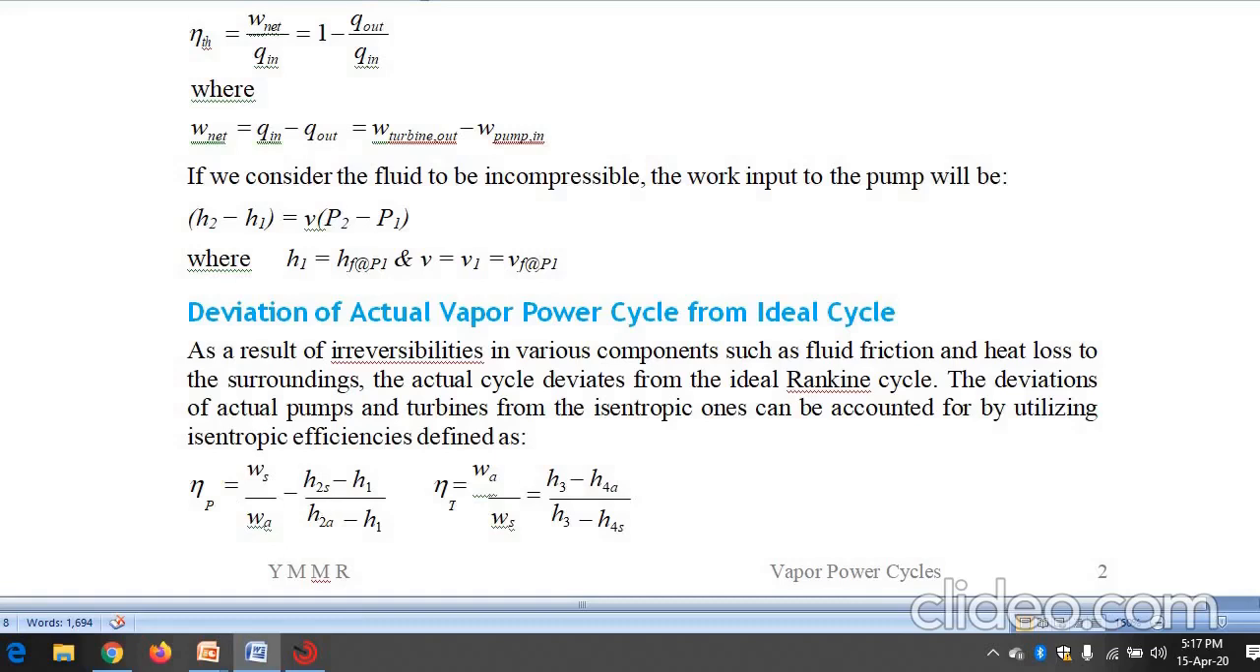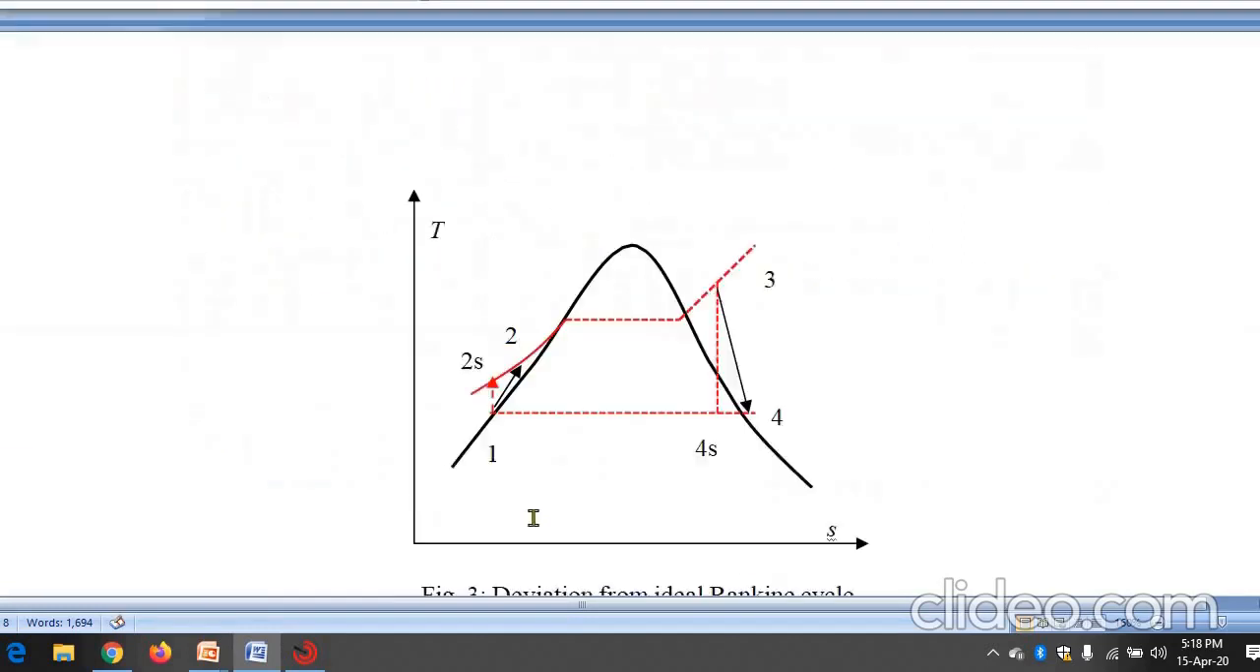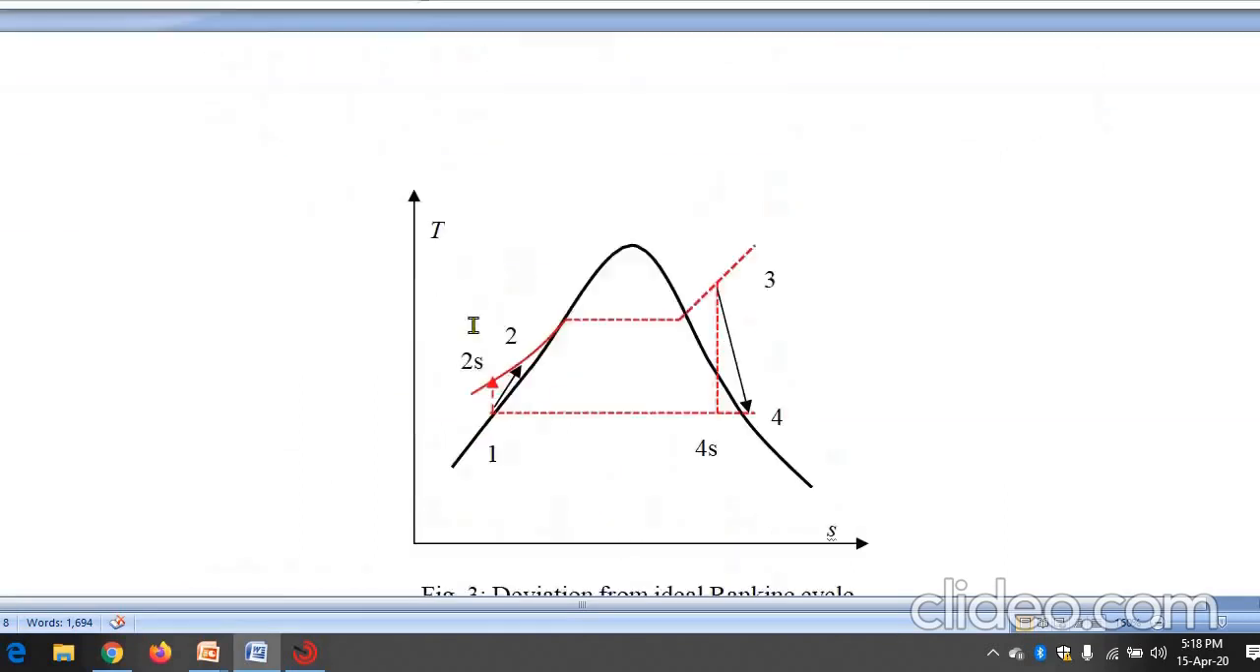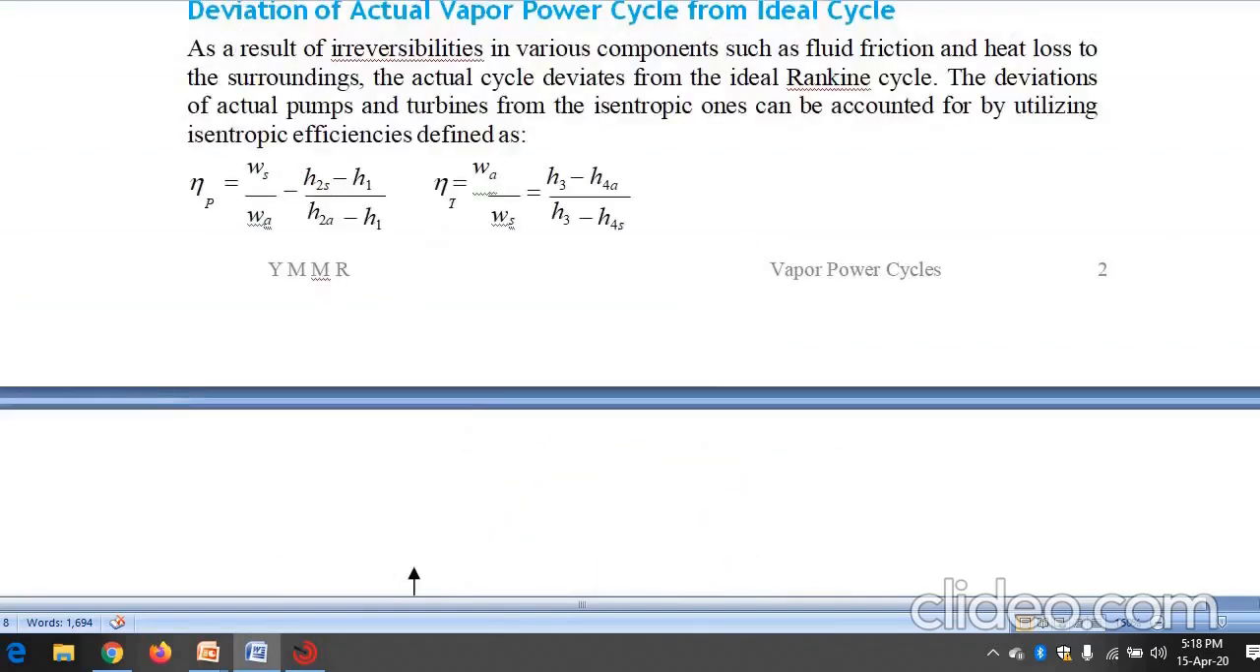Therefore, pump efficiency can be defined as the isentropic work to the actual work, and for the turbine, the actual work to the isentropic work. Because the pump is a work-consuming device, it is defined as the isentropic work to the actual work, whereas the turbine is a work-producing device, therefore actual work to the isentropic work. If you see the TS diagram, 2 is the actual one, but 2S is the isentropic one. Therefore, the efficiency of the pump is equal to H2S minus H1 by H2 minus H1. That is isentropic work to the actual work.